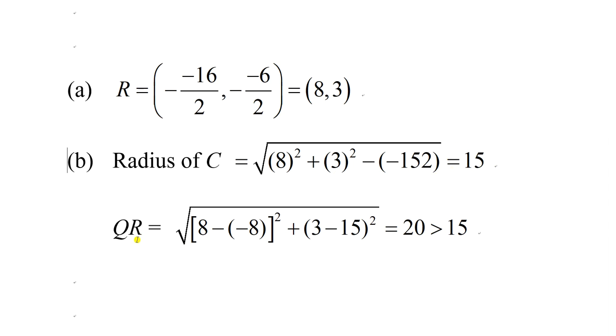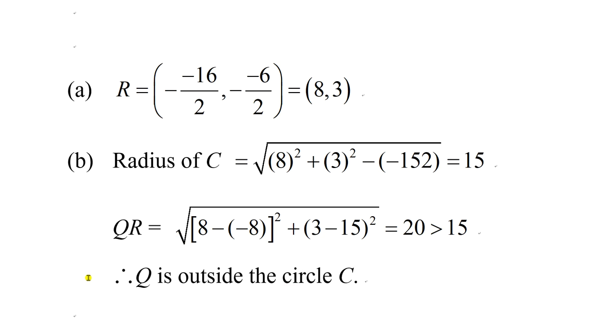And you find the distance between the center R and another point Q, that is 20. Since it is greater than 15, therefore, you must have this comparison. You must write it down. Therefore, Q is outside the circle C.